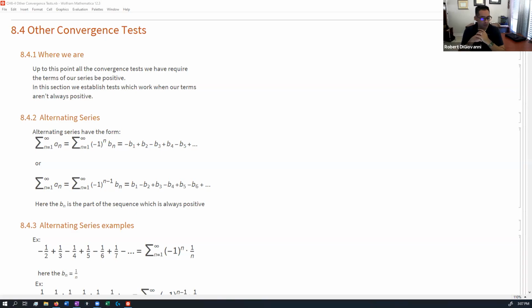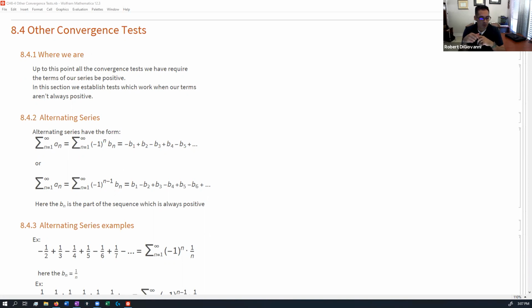Okay, we're ready to start 8.4, other convergence tests. At this point, pretty much every test that we've been running has assumed that the series contains positive terms. In other words, the sequence, the a sub n, is only positive numbers.